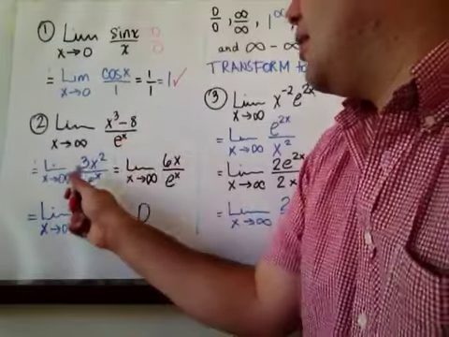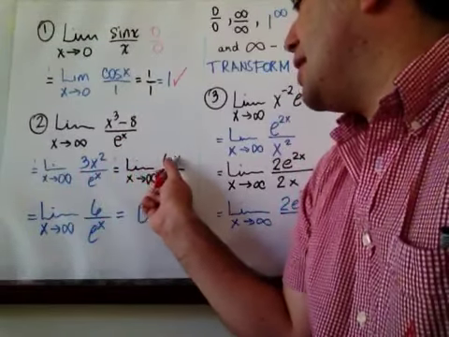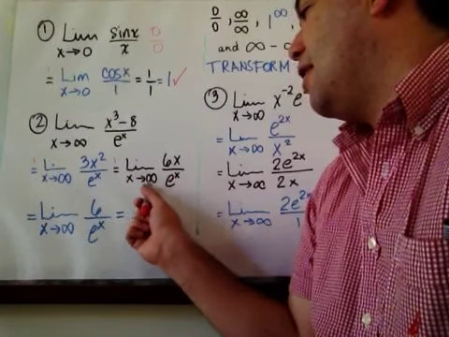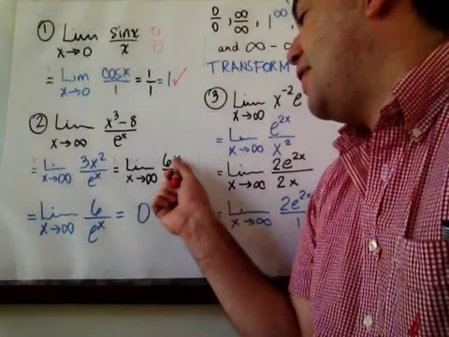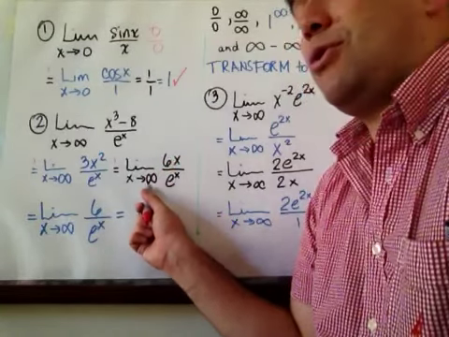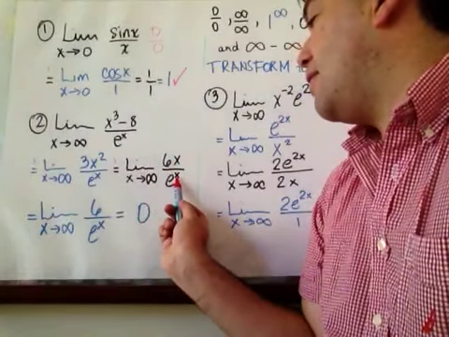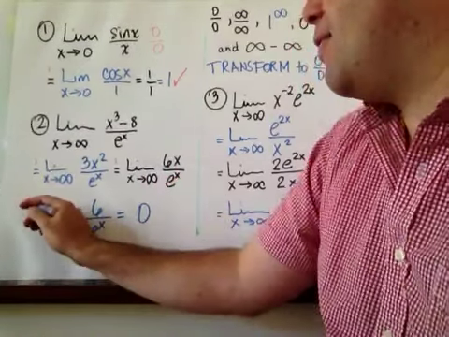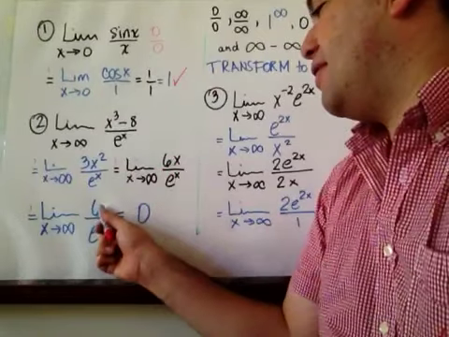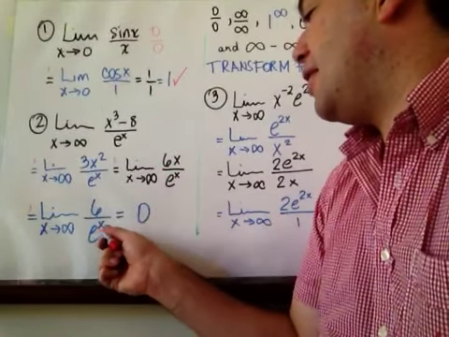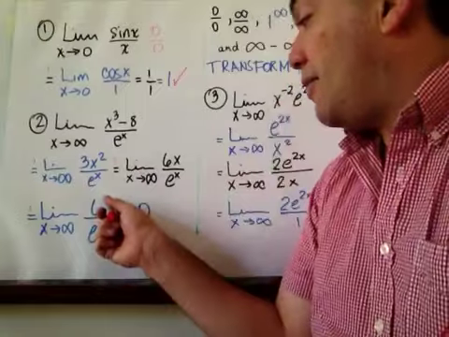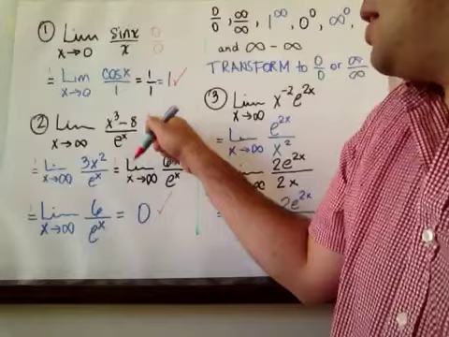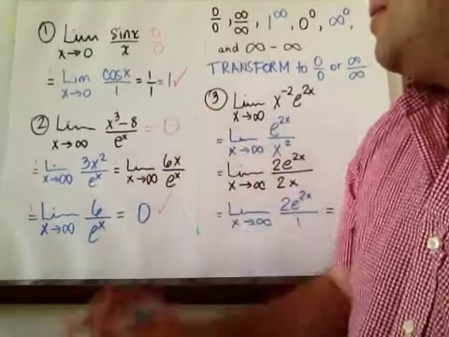Find the derivative. Derivative of 3x squared is 6x. Derivative of e to the x is e to the x. Again, 6x goes to infinity as x goes to infinity. E to the x goes to infinity. So we do it again. Derivative of 6x is 6. Derivative of e to the x is e to the x. So we have 6 over infinity, and that is 0. So this limit is 0.